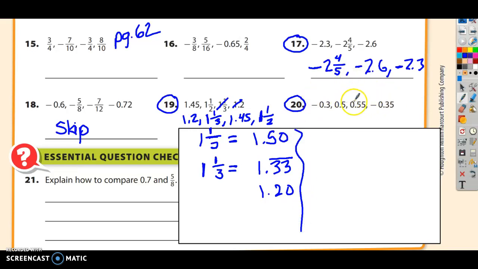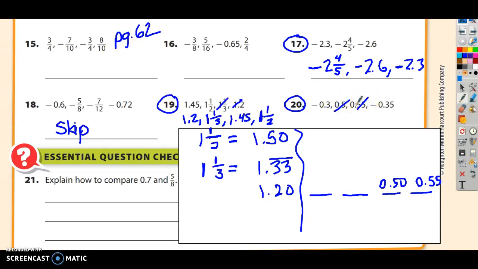Got 2 negatives and 2 positives. This one's not too hard, so the negatives would go on the left. The positives would go on the right. I could do the positives right now. This one right here is 0.50. And that's obviously not the biggest because 0.55 is a little bit bigger. So I took care of those right off the bat.